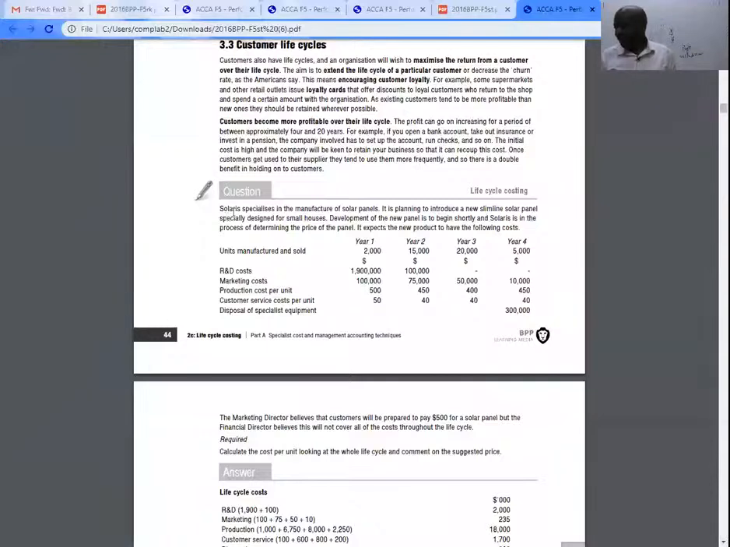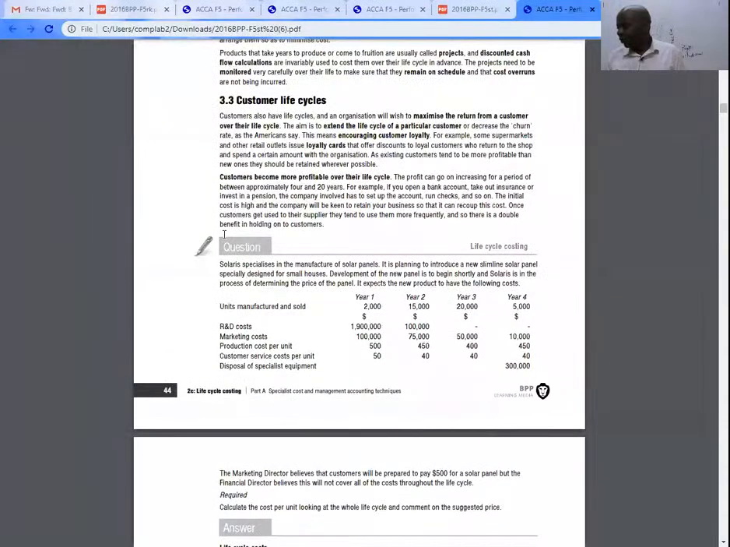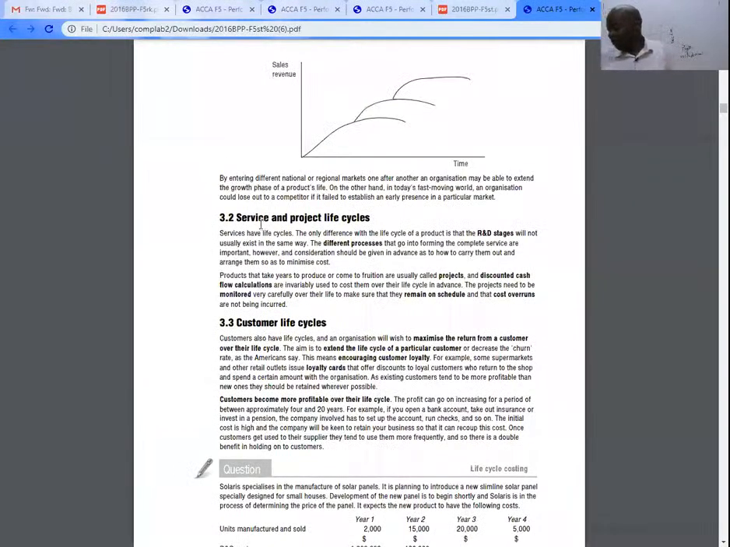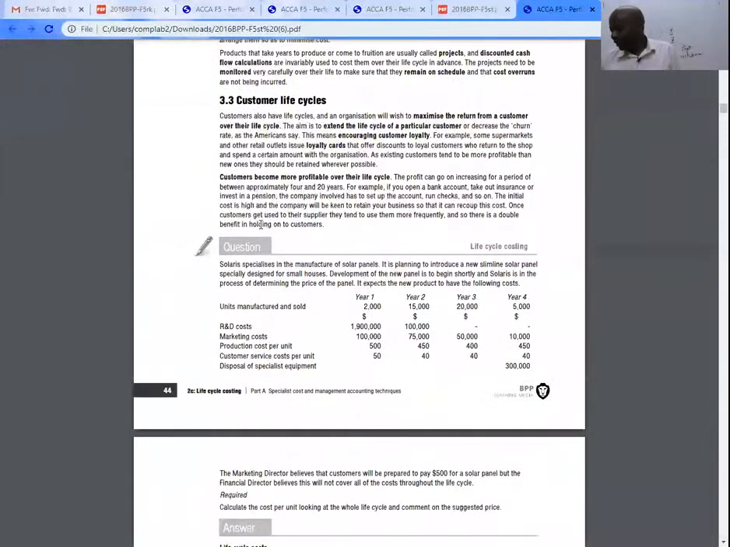I hope you are able to see this question for Solaris. Solaris specializes in the manufacture of solar panels. It is planning to introduce a new slimline solar panel, specially designed for small houses.